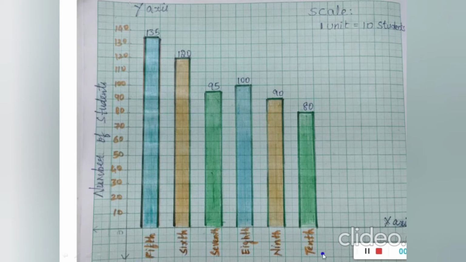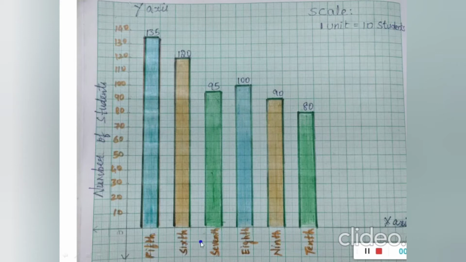So what is a bar graph? It is a graph which will be in the shape of a bar. The shape of the bar is rectangular and the width will be the same from top to bottom, and there is a gap between the next bar. So that is the bar graph.